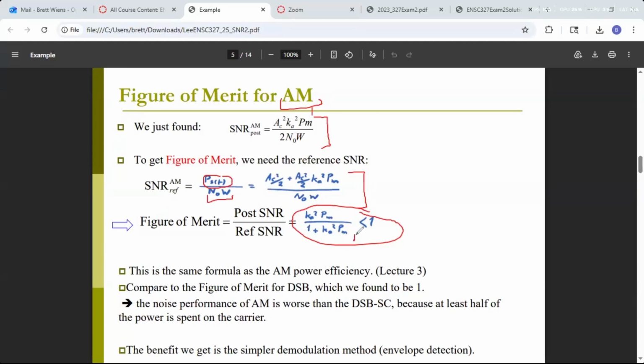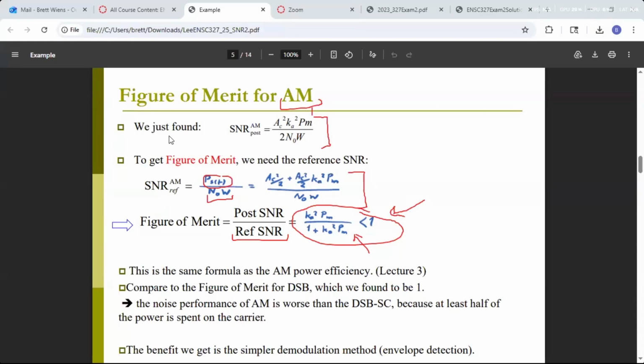In fact, our post-detection SNR is worse, right? And that's because our reference SNR is just all of our signal power in the radio frequency divided by the noise power. So we have all that carrier power there, but the carrier doesn't contribute to our message at all. So it almost makes us look like we have a better SNR than we do because a huge part of our signal power is just wasted, right? So that's why the figure of merit for this kind of AM with the envelope detector is going to be less than one, right? All right.